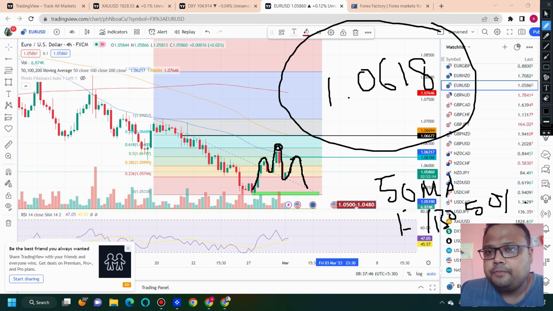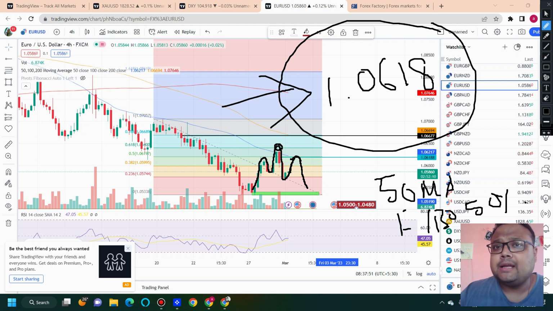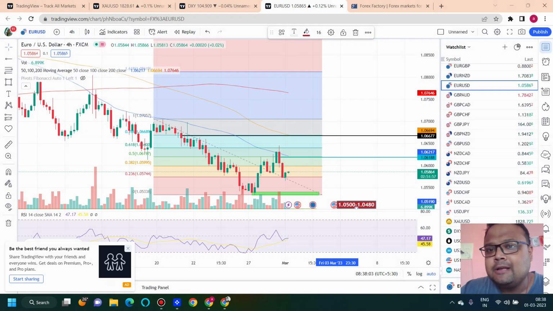Clear? So first level will be 1.0618 level. If market reaches this level, observe the market. If you see market struggling around this area, if you see price rejection from above, you can go for a sell position with proper risk management. This is our first level for the day as resistance.